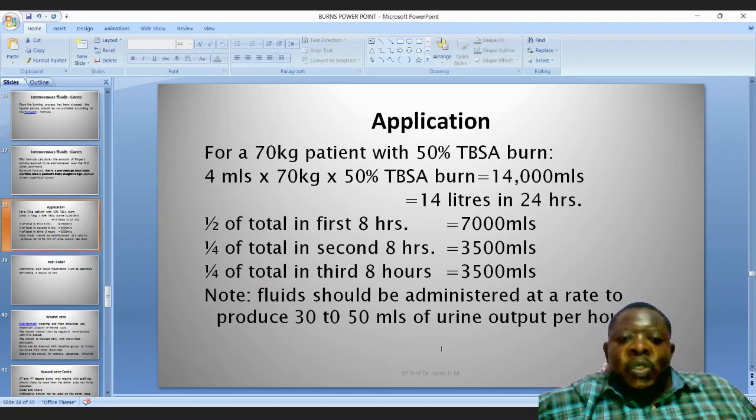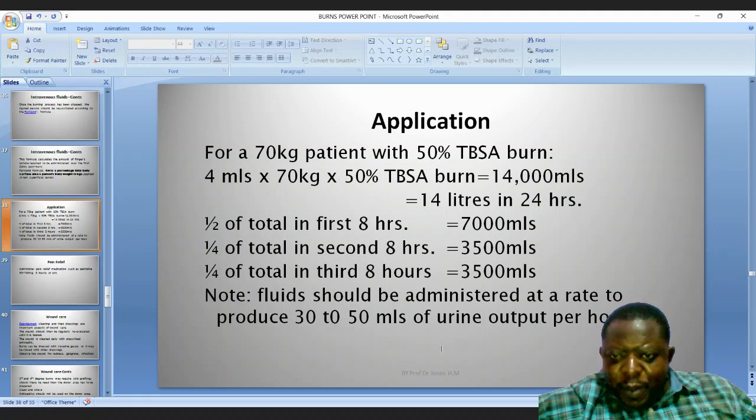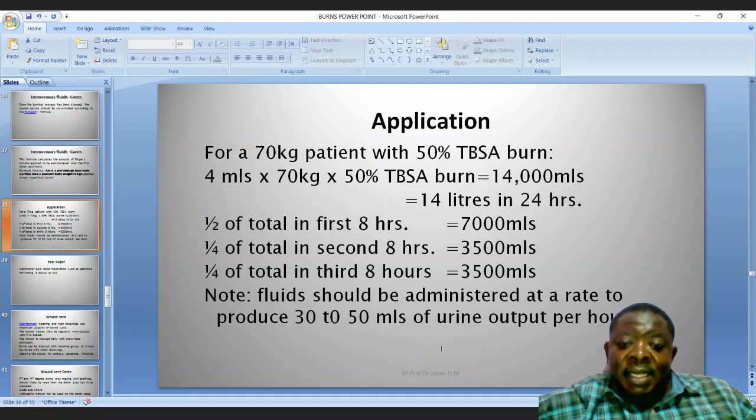Okay, so on this formula and our example, please appreciate that to find the total they're supposed to get in 24 hours, you need to replace within the formula the weight and the total body surface area in percentage that has been burnt. When you have found the total in 24 hours, that's when you can divide into the half and quarter for the three 8-hour periods, making up 24 hours. Okay, so that is on the fluids.